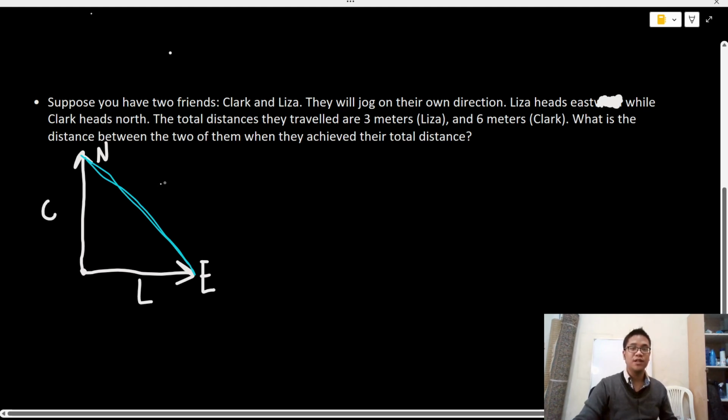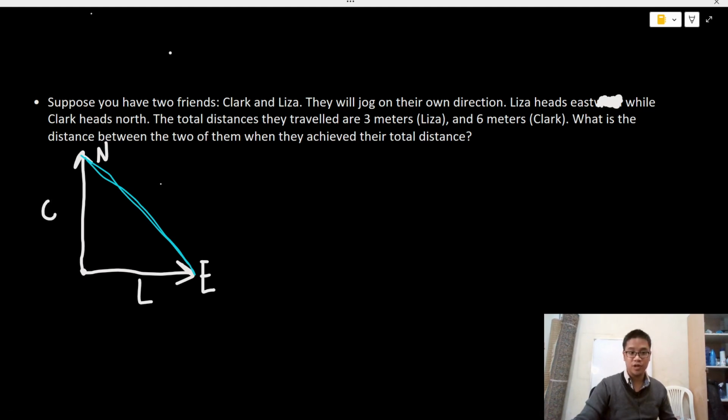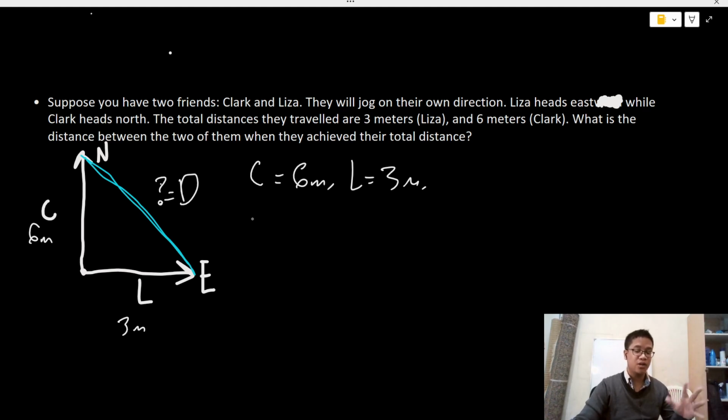So here we're going to apply the Pythagorean theorem. I already explained this to you. Liza heads east, so this is 3 meters. Clark heads north, a total of 6 meters. Now, what will be the distance between the two of them? You can use A, B, C or any letters. For me, I would like to use C for Clark, 6 meters, and L for 3 meters. The longest side I will represent as D. Okay?